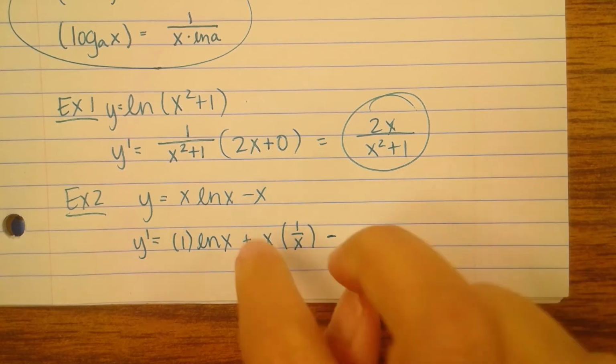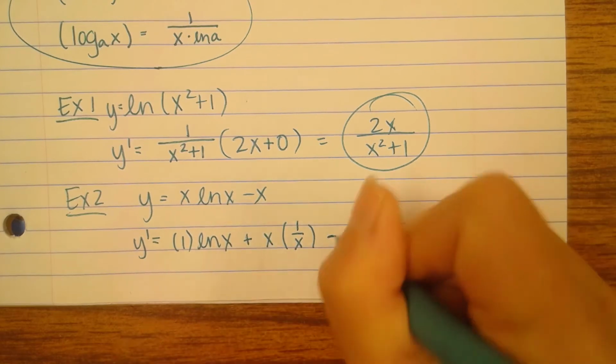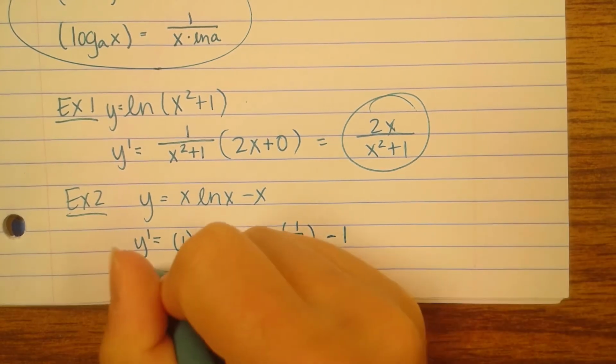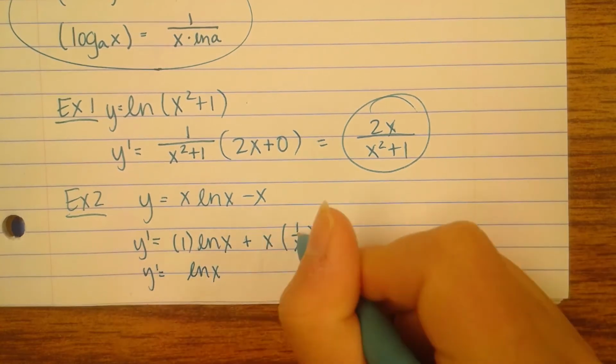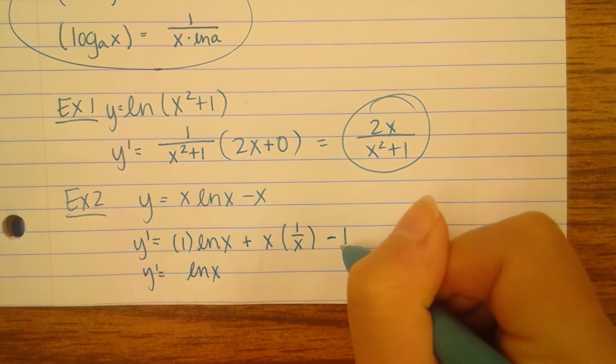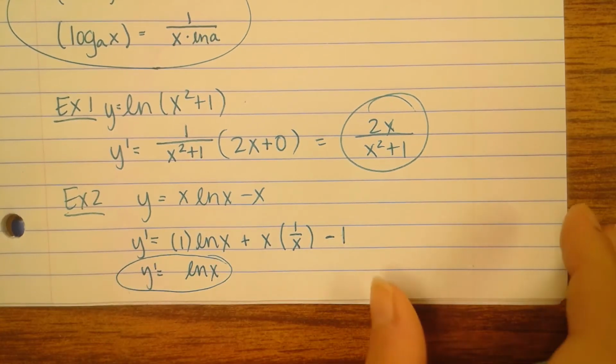And then finally, derivative of, if I keep moving on, derivative of minus x is minus 1. So I have natural log of x, and these cancel, so I'd have plus 1 and then minus 1. So those would end up canceling out, so I'd end up with just natural log of x for my final answer there.